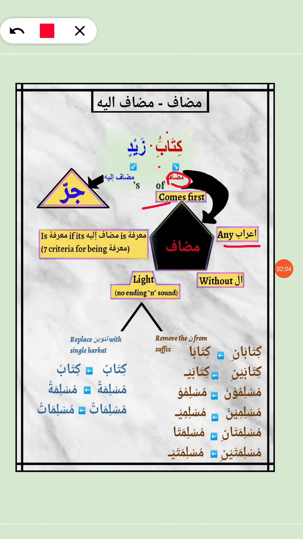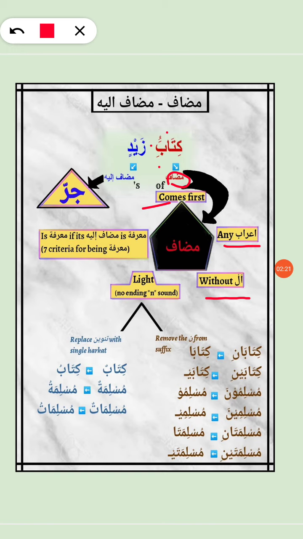Next one is that it has to be without al. So it can never ever be al-Kitabu Zaidin. That is a crime. It's not right. It has to be without al. It has to be Kitabu Zaidin.